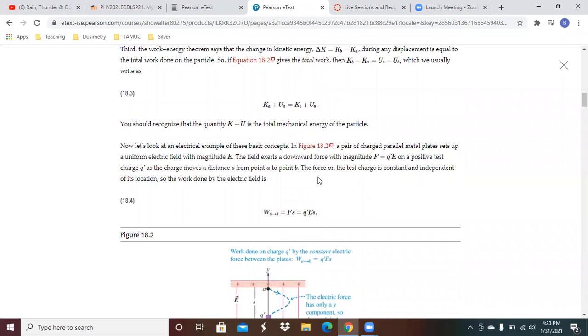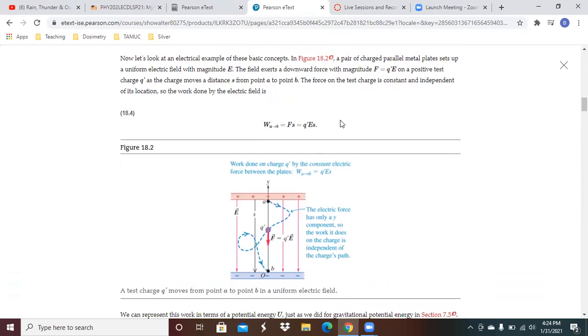So now the work energy theorem states that the change in the kinetic energy during any displacement is equal to the total work done on the particle. So if in equation 18.2 that gives the total work, then the change in the kinetic energy from B to A is the same as the change in the potential from A to B. And if you change that around, basically what you get is the kinetic plus the potential that you had at the outset is going to be the same as the kinetic plus the potential that you had at the end. In other words, the total amount of energy here, if you're being acted on by conservative forces, can change form from kinetic to potential, but you're always going to end up with the same sum.